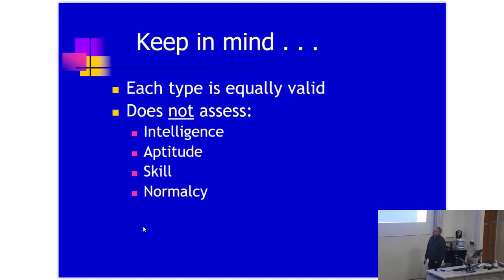So, as we go through this, keep in mind that each type of personality is equally valid, or not better than the other or anything else, and it does not assess these things, which are usually regarded as being important things to have. So it does not assess intelligence or aptitude or skill or even normalcy. So how normal are you? No such thing as normal. So just bear that in mind, okay, as you go through it. Everything is equally valid.